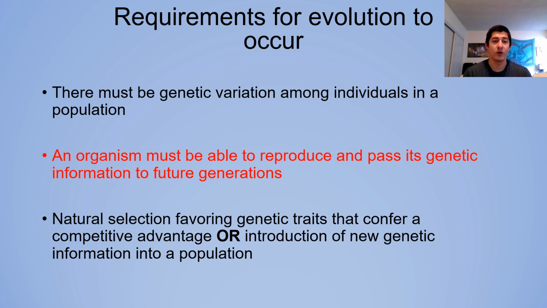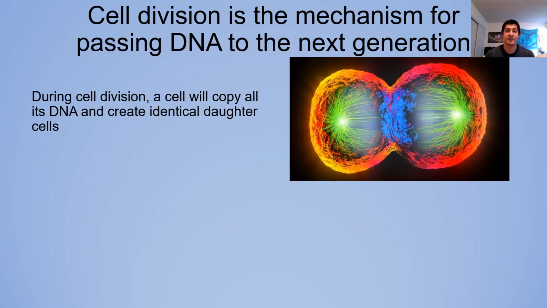Now we'll move on to our second point here, where now that we've established how genetic variation exists in the genome, you have to be able to pass that genetic information to future generations. And the mechanism for this is cell division, where a cell will copy its DNA and create 2 identical daughter cells. And this process is a little different depending on whether or not you're a prokaryote or a eukaryote.